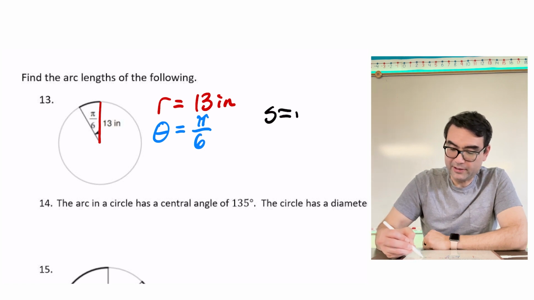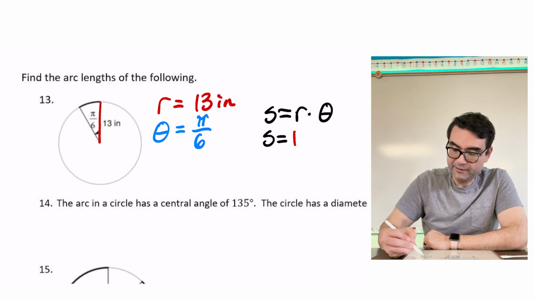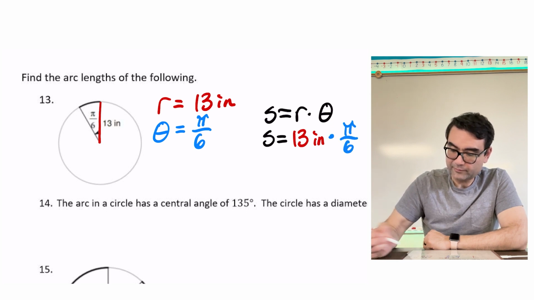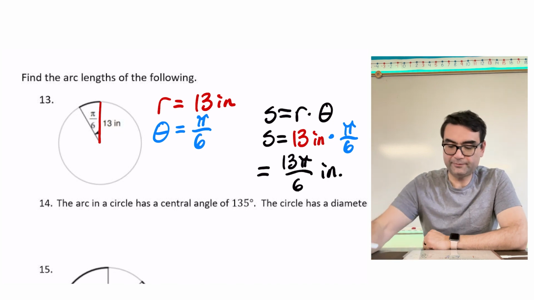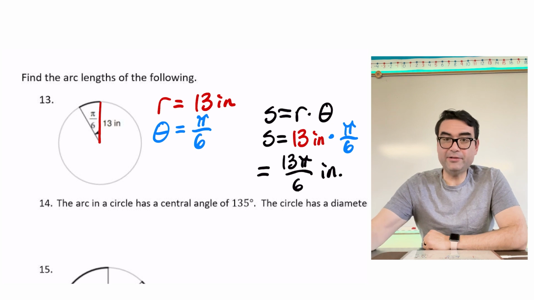S equals r times theta. So this would just simply be S equals 13 inches times pi over 6. So our arc length would be 13 pi over 6 inches. So if you're given a radius and an angle in radians, that's how simple this formula is.